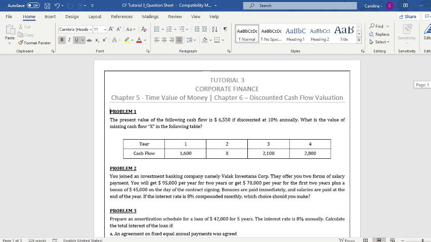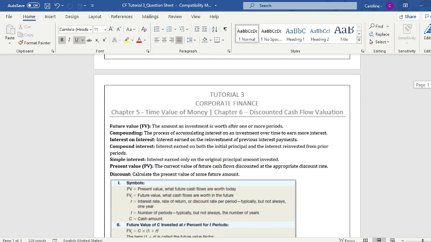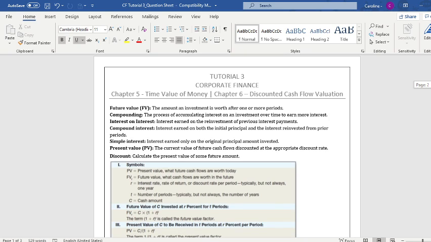Okay, so today we are going to learn about time value of money and discounted cash flow valuation. Before we begin answering the question, first of all, you have to know two basic concepts in these chapters: future value and present value.